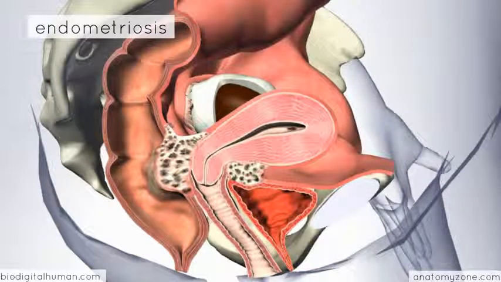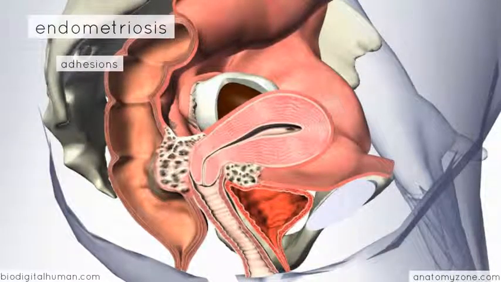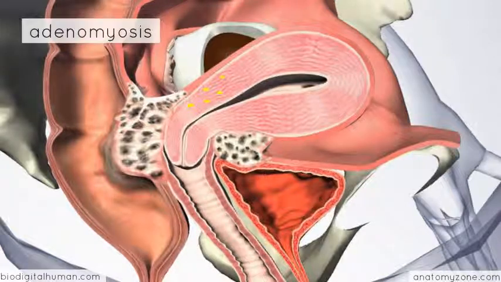So long term, endometriosis can actually cause adhesions between the pelvic viscera, and you get fibrosis and ultimately immobilization of the pelvic organs. So the symptoms you get are sort of chronic pelvic pain that's cyclical in nature. So you can also get ectopic endometrial tissue within the myometrium, and this is known as adenomyosis.